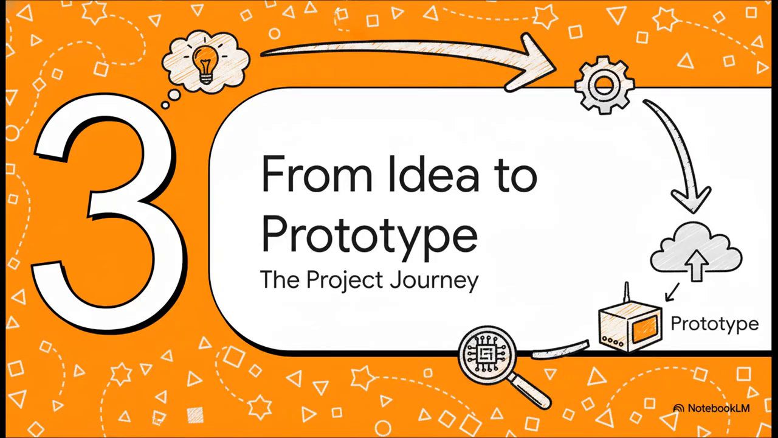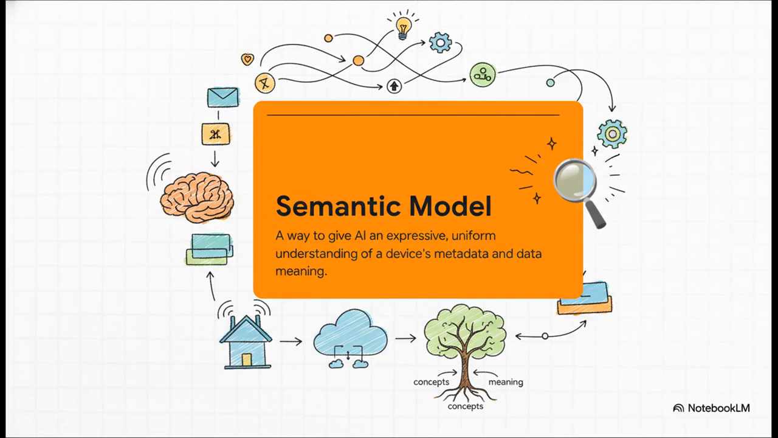All right, so let's walk through how this factory actually works. We're going to follow a project from just a spark of an idea all the way to a real working prototype. So the secret sauce, the magic that makes this platform so smart, all starts with something called a semantic model. Now, this is so important. This isn't just about teaching an AI to recognize keywords. It's about teaching it the actual meaning behind the data and how different ideas relate to each other.